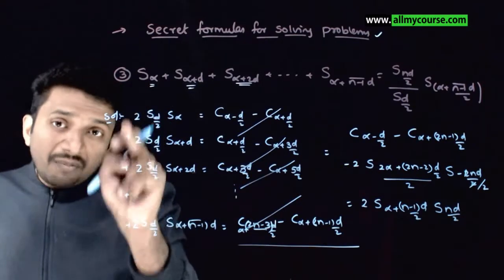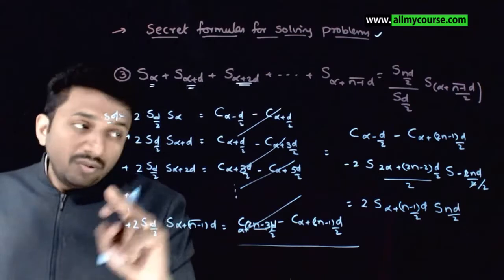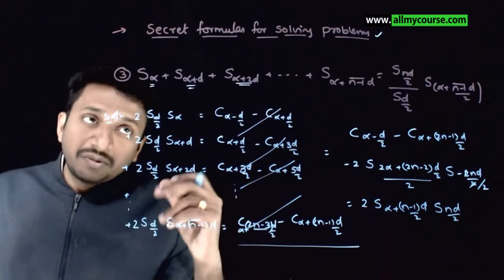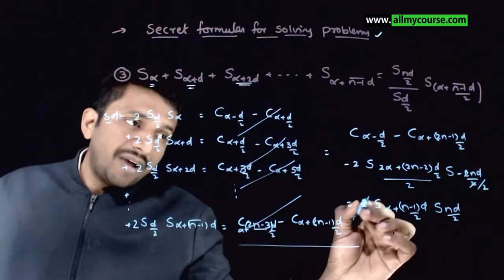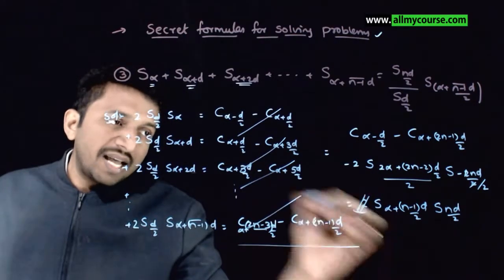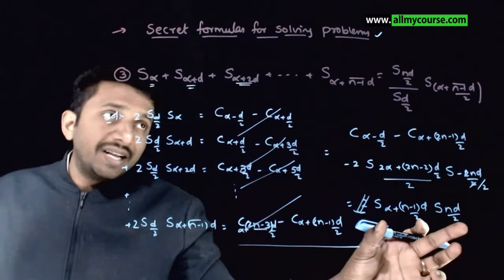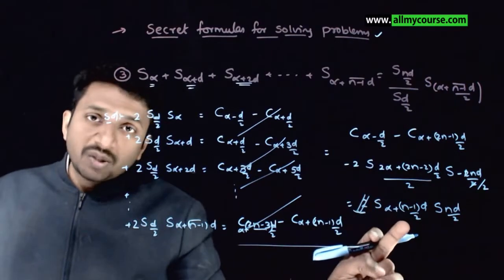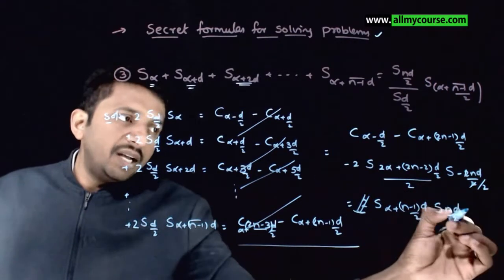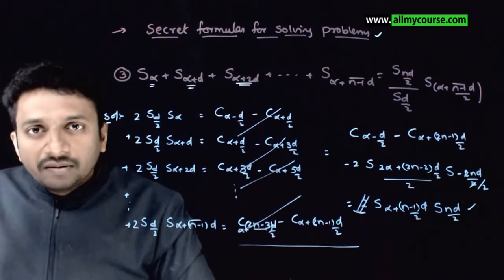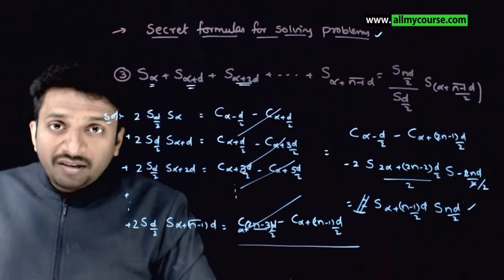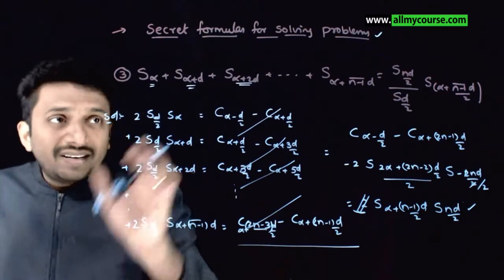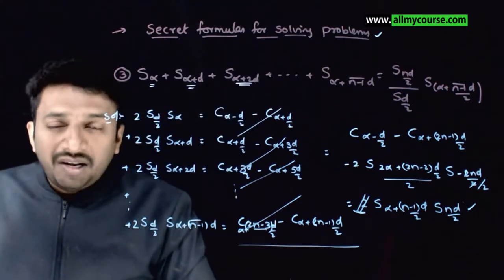Now, initially you multiplied all the terms with 2 and got this formula. So finally you have to divide by 2, and this 2 gets cancelled. So you get sine of alpha plus (n minus 1) d by 2 into sine of n d by 2. So this is the logic for this formula. You need to remember this formula very carefully, because you get questions based on this very regularly.